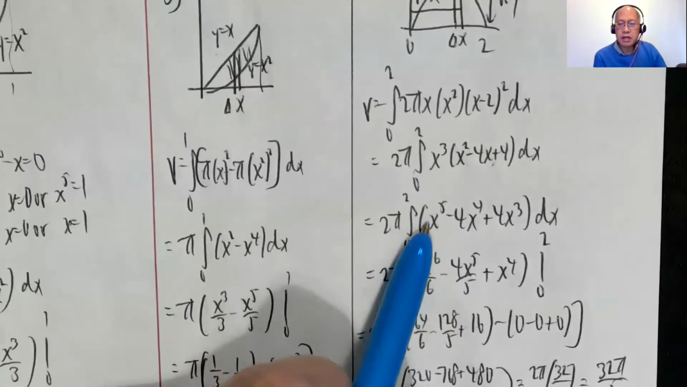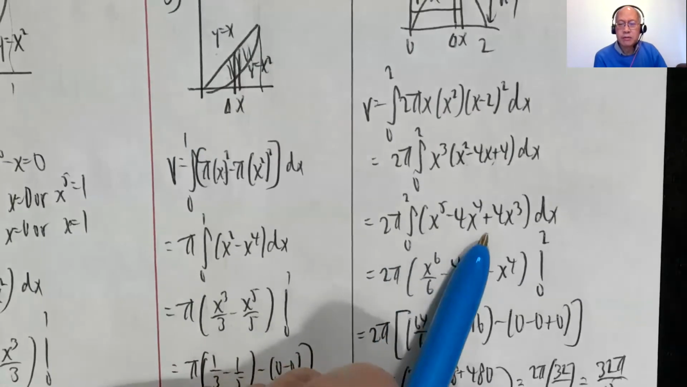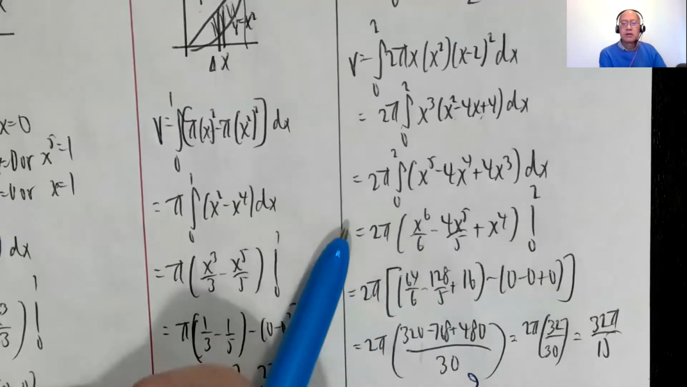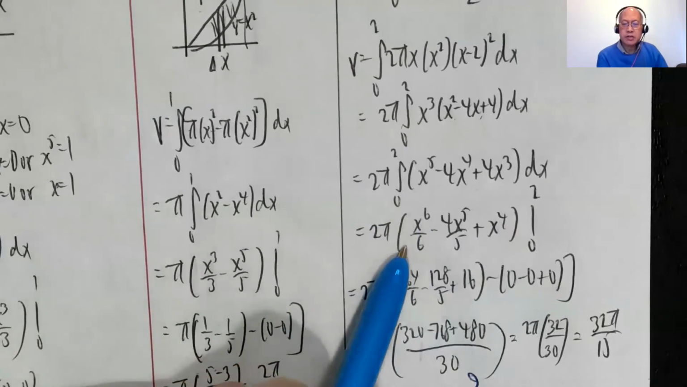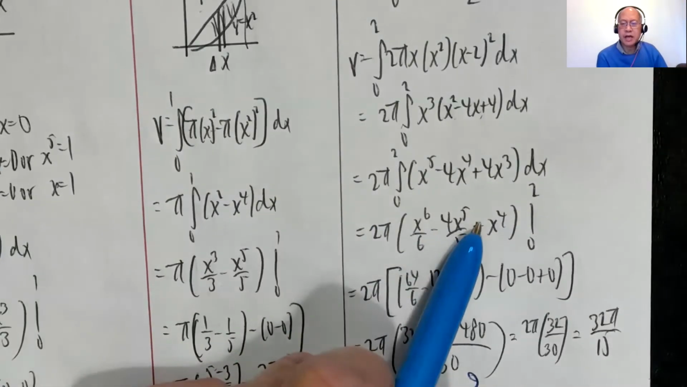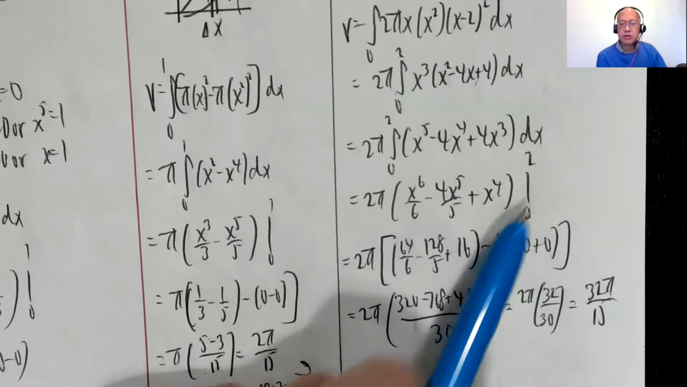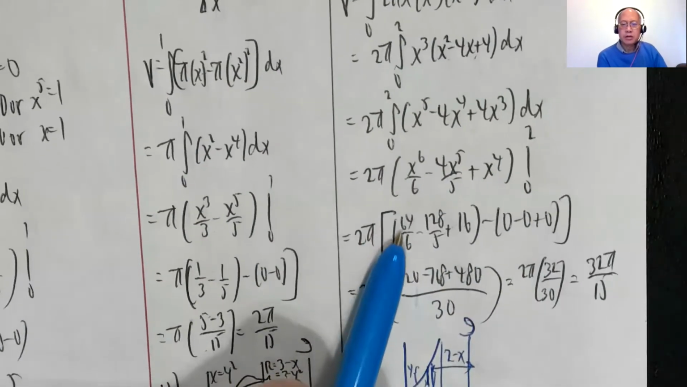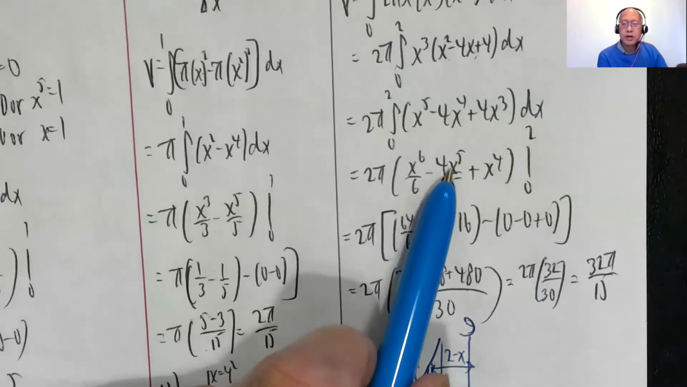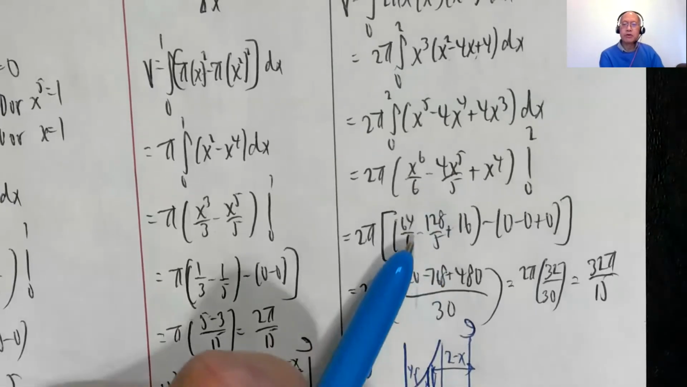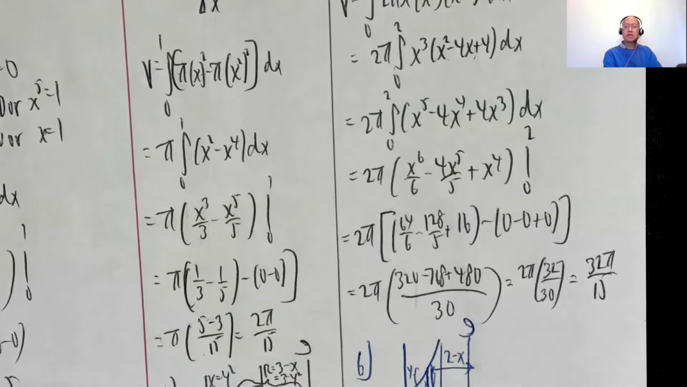So multiply that out: x to the 5th minus 4x to the 4th plus 4x cubed. So integrate: x to the 6th over 6 minus 4x to the 5th over 5 plus x to the 4th, from 0 to 2. Plug in 0, you get 0. Plug in 2: 2 to the 6th is 64. 2 to the 5th is 32 times 4, 128. 2 to the 4th is 16.